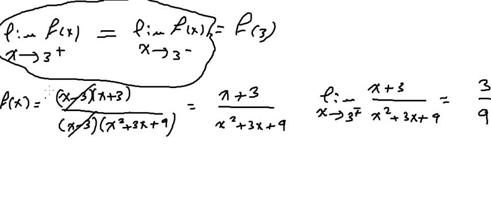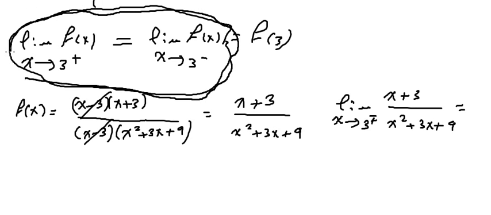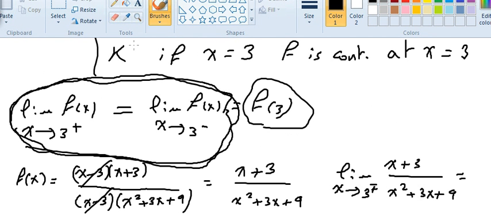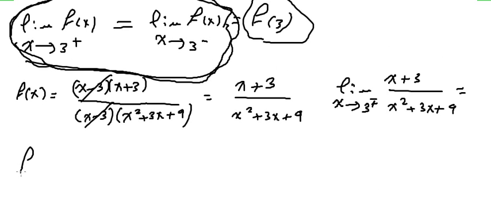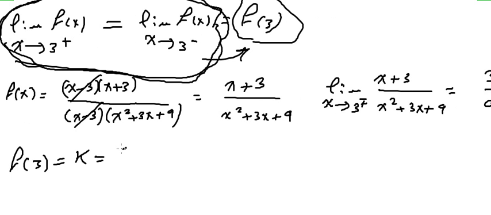Since those two represent the limit I got, and they are equal to f of 3, what is f of 3? Simply f of 3 is equal to k, because x is equal to 3. And those are equal to f of 3, which is 2 over 9, then k is equal to 2 over 9. We found k.